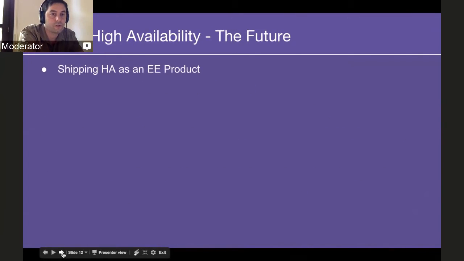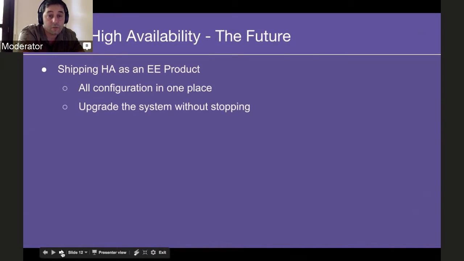So what's in the future of high availability? We want to ship high availability as an EE product, right? It's going to be part of GitLab. It's going to be basically to have all the configuration in one place, to set up a flag and basically say, I want to have these hosts with these roles, and it is going to be installed as you ask, right? You will be able to do the same thing we're doing, which is upgrade the system without stopping. Of course, given some constraints, of course.